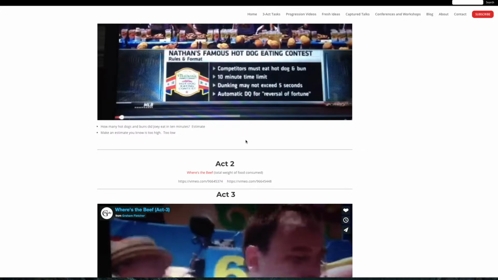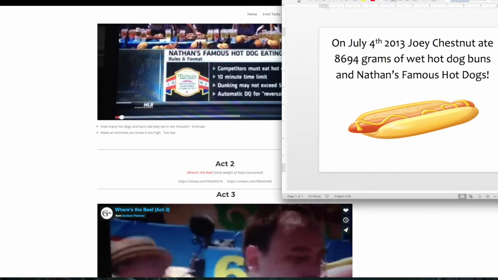And I spread Act 2 out over the course of about 3 days, usually, depending on the complexity of the task. So for this one, on the second day, on Tuesday of that week, I will show the kids where it has the total weight of food consumed. They give you a Word document that looks like this. I've printed it before, or I just display it up using my laptop. And we look at it and we talk about that.